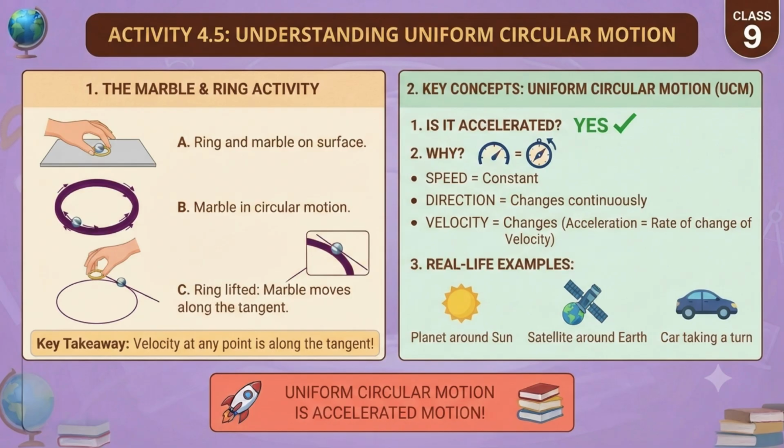Finally, it's important to remember that perfect uniform circular motion is an ideal situation. In the real world, it is difficult to maintain exactly the same speed while moving along a perfectly circular path. However, this model helps us understand many real-life situations, such as the motion of planets around the Sun, satellites revolving around the Earth, and vehicles taking circular turns on roads. With this, we complete one of the most important concepts of this chapter. You now know that in uniform circular motion, the speed remains constant, but the velocity keeps changing because its direction changes continuously, and therefore, the object is always accelerating.